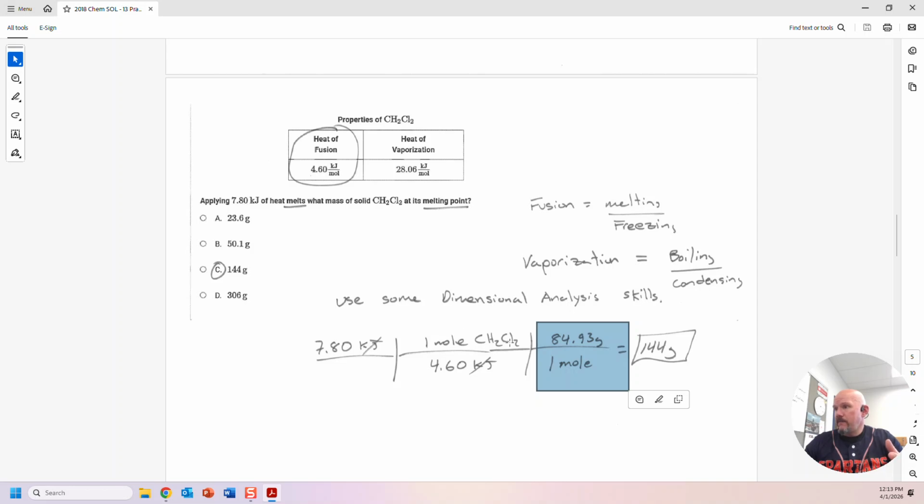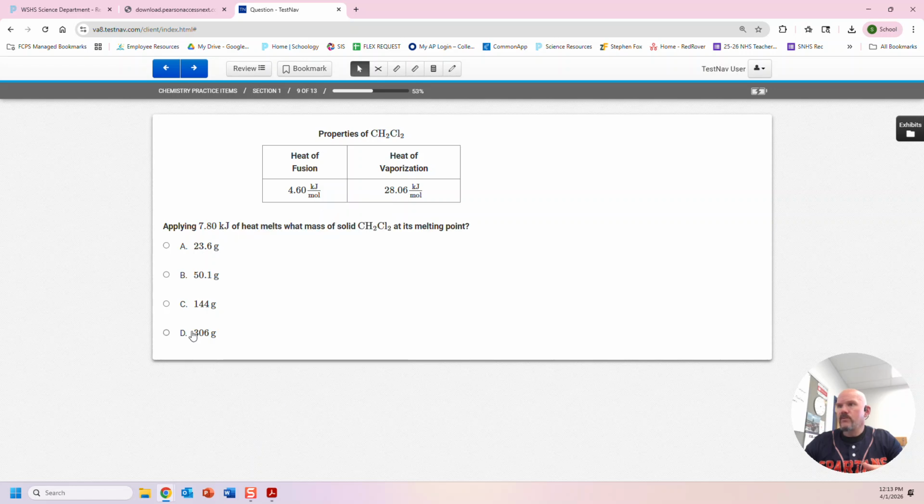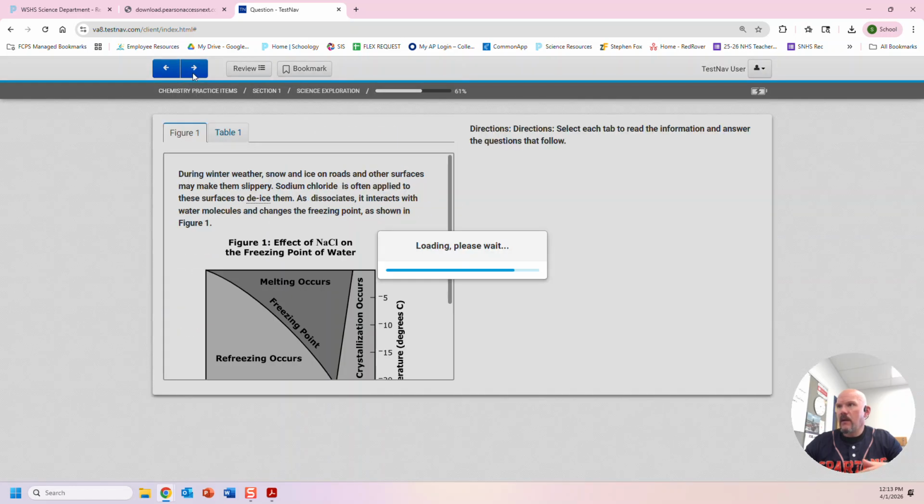And once we figure out moles of the compound that we can melt, we can multiply by the molar mass to get grams of the compound we can melt. So it comes out to be 144. So C in this case, all right.